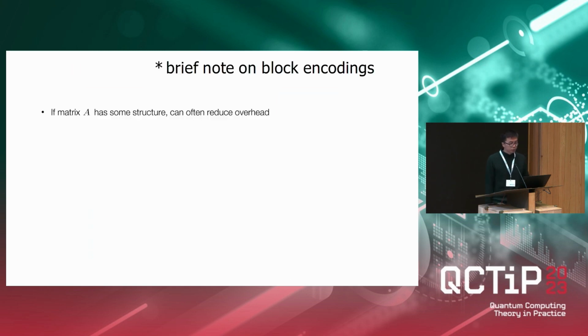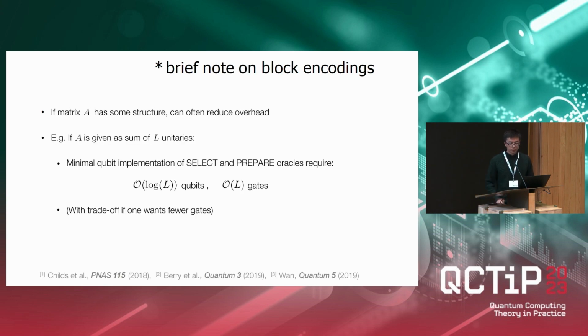As a brief note, of course, if A has some structure, there could be many techniques to reduce the overhead of this block encoding. So for instance, the so-called select and prepare oracles can give this to you if A is given as a sum of L unitaries. It can give it to you in order log L qubits and order L gates. However, this is still some additional qubit overhead that in an early fault-tolerant regime, one might want to minimize.